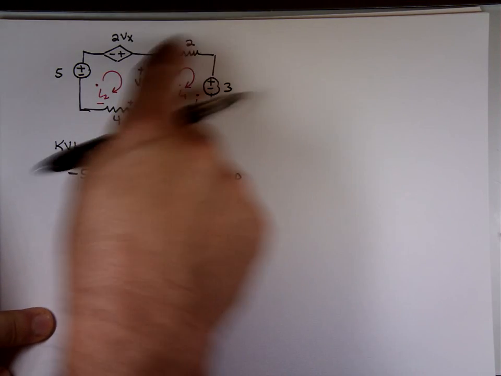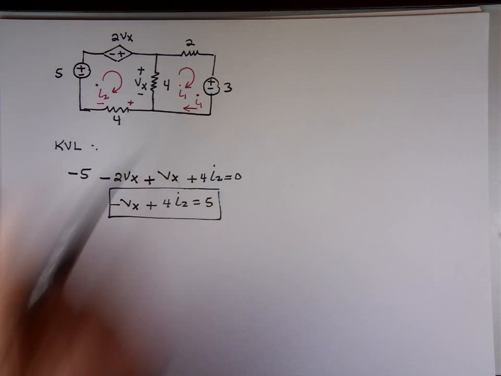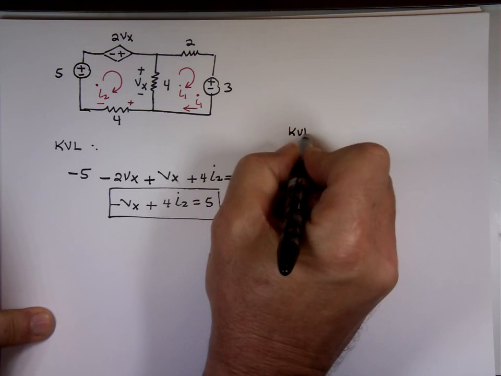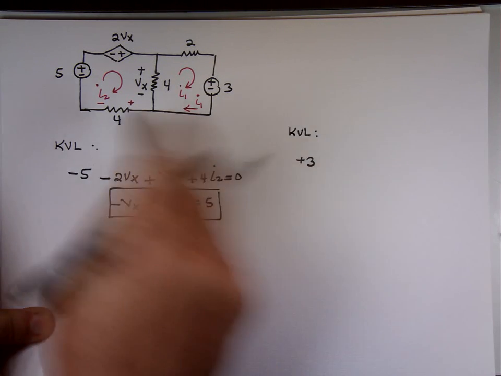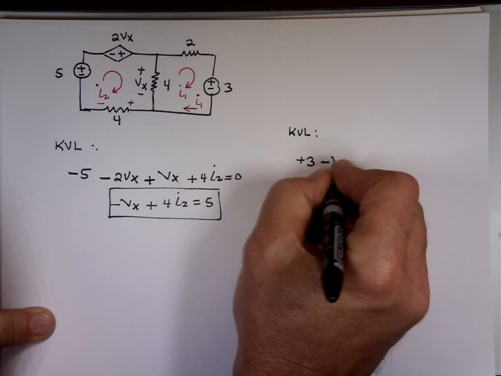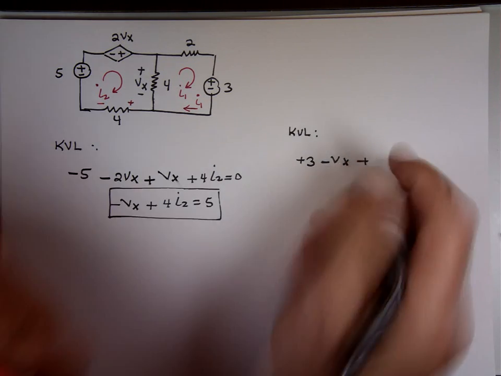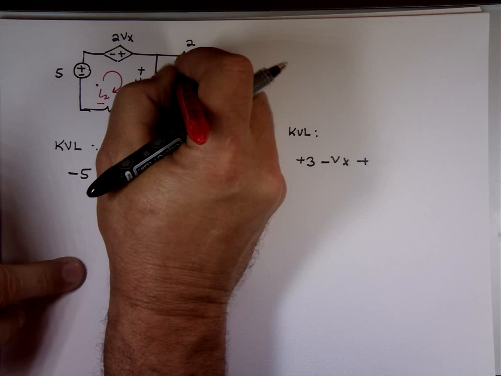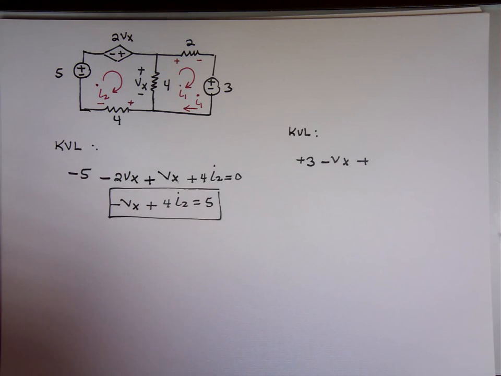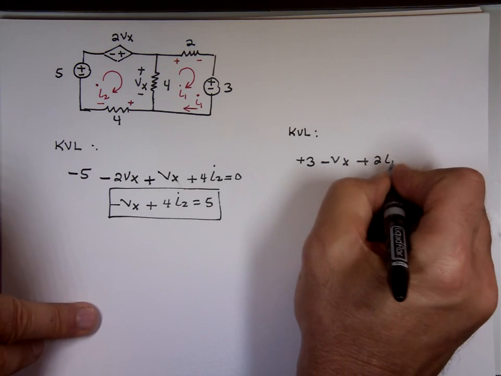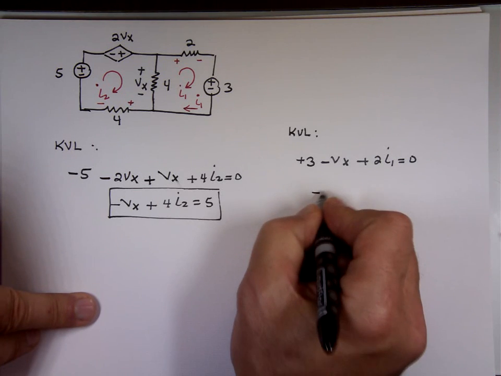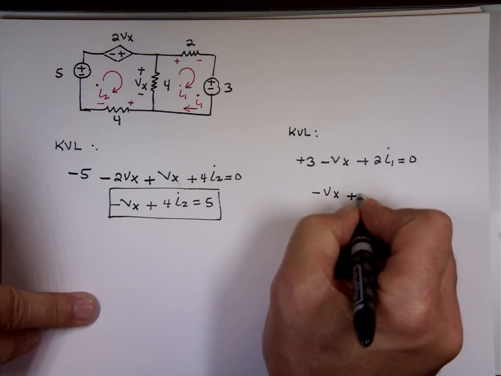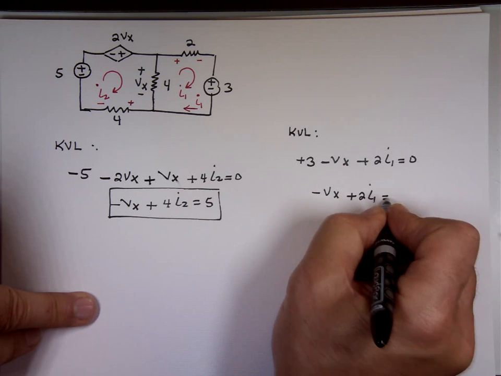So if you look at this mesh here, this loop here, KVL for that, plus to minus, that's plus 3, minus Vx, plus, since I'm traveling this way, I'm going to mark this plus to minus, and the voltage there will be 2 times I sub 1. So again, that's negative Vx plus 2 I sub 1 is equal to negative 3.